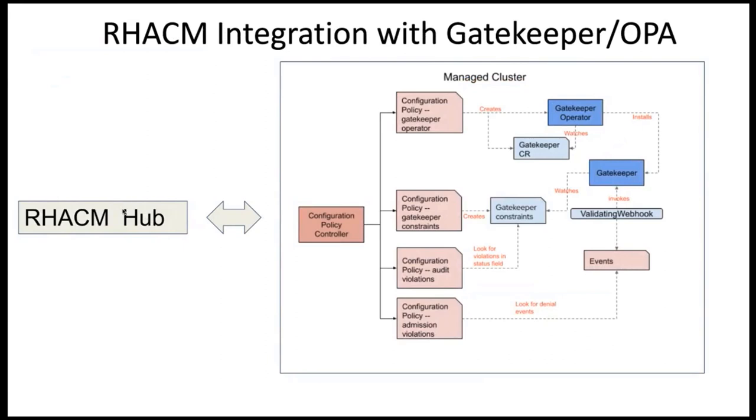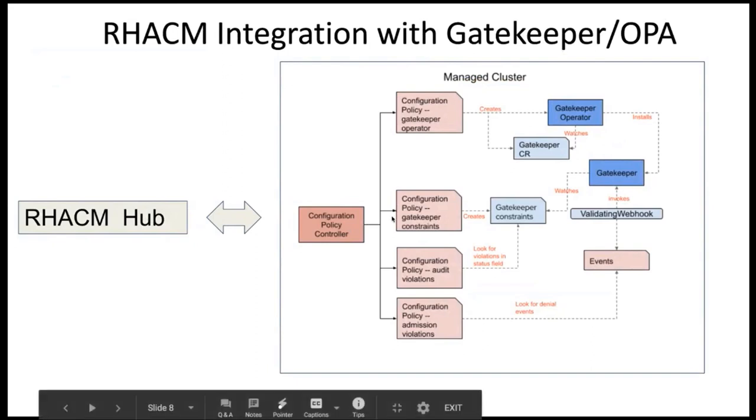So you have the Red Hat ACM hub, which is distributing policies to your managed cluster. And within the managed cluster, you have the config policy controller. Because we have this built-in config policy controller, the whole integration with Gatekeeper OPA is happening just through the authoring of these policies. So you really don't have to write any code.